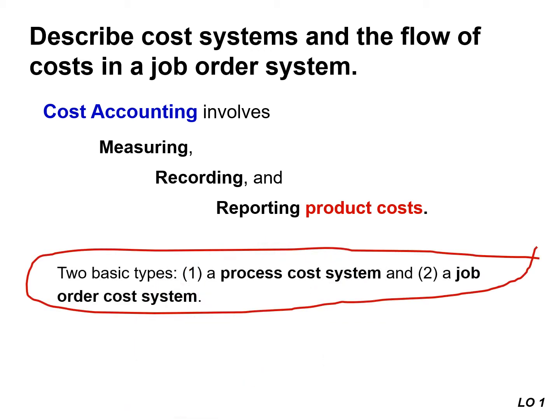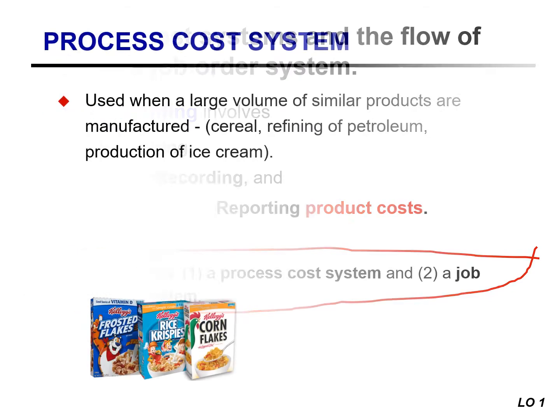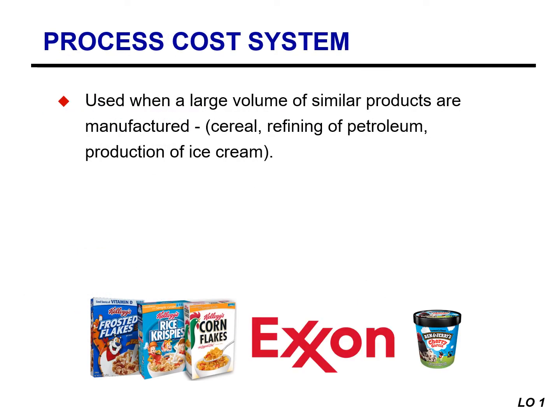There are two basic types of cost accounting systems, a process cost system and a job order cost system. A company will use a process cost system when it manufactures a large volume of similar products. Production is continuous. Examples of a process cost system are the manufacturing of cereal, the refining of petroleum by ExxonMobil, as well as the production of ice cream by Ben & Jerry's.